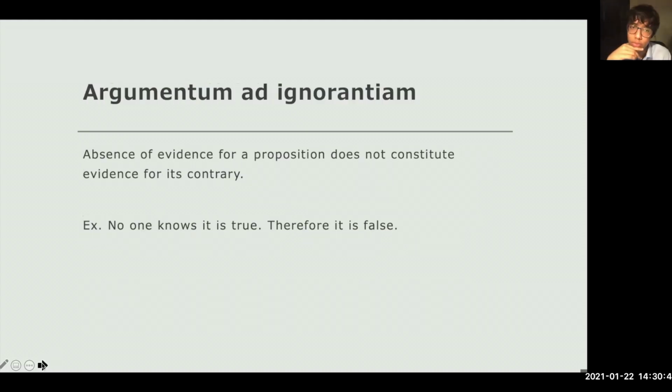Argumentum ad ignorantiam, absence of evidence fallacy. Absence of evidence for a proposition does not constitute evidence for its contrary. Instead of proving your case using evidence, you say that since there is no evidence, I'm not guilty. Example: no one knows it is true, therefore it is false. That's a fallacious argument, clearly, because it could be true, but no one has evidence for it. So absence of evidence does not make the argument true or false, depending on which one you're trying to prove.